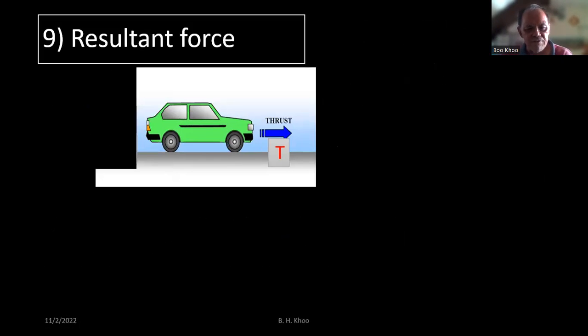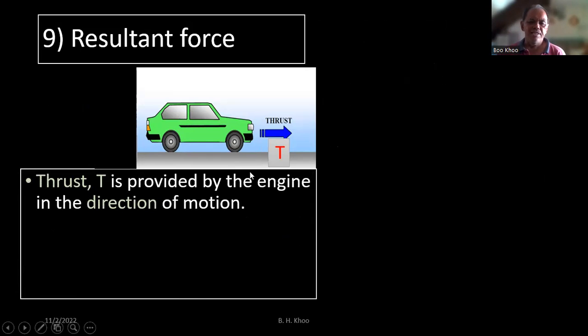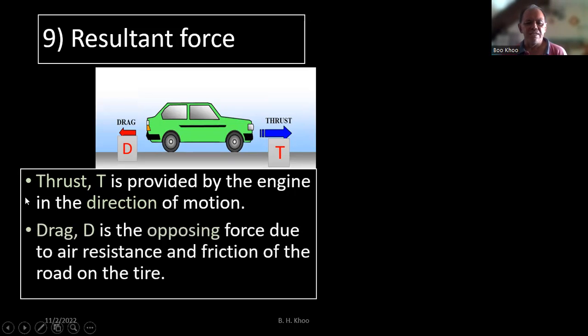Application, resultant force. We have a car. The engine provides this thrust to accelerate the car. Then, as the car is moving, air opposes the body, and there is also resistance between the tire and the ground. So we have what I call drag. It always opposes the thrust, which determines the direction of motion. It is the force due to air resistance and friction of the road on the tires.